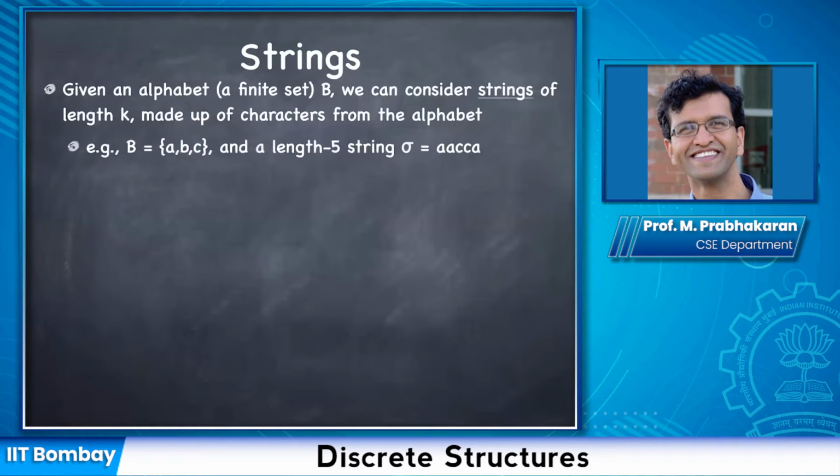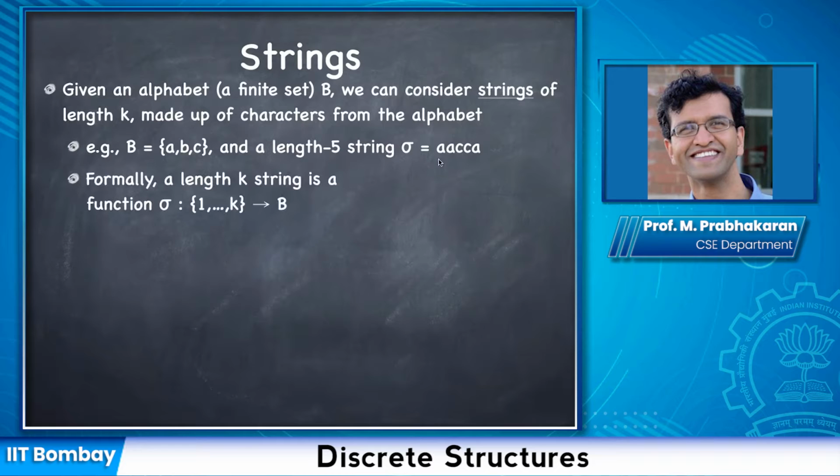And for this case, the alphabet is the set A, B, C, and A, B, C are the three letters, or the characters, in the alphabet. And here is a string: AACCA. It's a length 5 string, so it has 5 characters in it in that particular order. Okay, so that's what a string is.